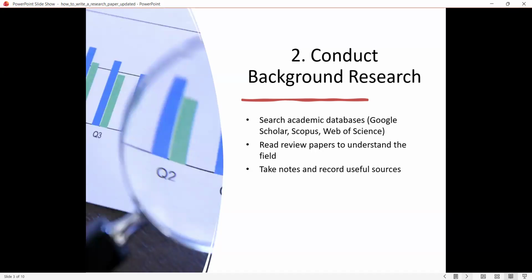Read review papers to understand the field. This is very important. Why do we need to read review papers? Try to read recent review papers from good journals, not old ones. Review papers are generally written on the basis of empirical papers from the past literature. So you can get more understanding from a review paper about the field, what's going on, and what this field is about. Take notes and record resources.